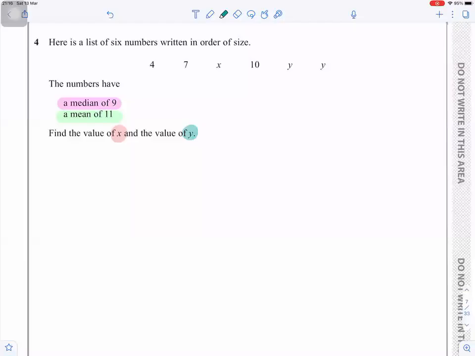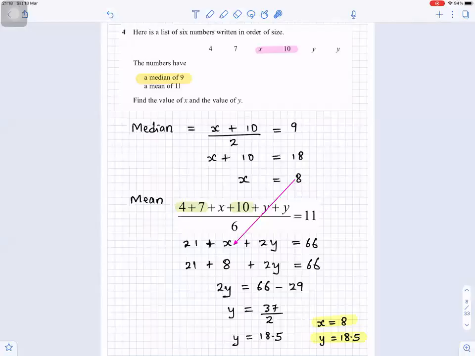Question number 4. Here is a list of 6 numbers written in order of size: 4, 7, x, 10, y, y. The numbers have a median of 9, a mean of 11. Find the value of x and the value of y. So when we count how many numbers there are, 6 numbers, 1, 2, 3, 4, 5, 6. So the middle number is somewhere in the middle of them, 3 on the left, 3 on the right.